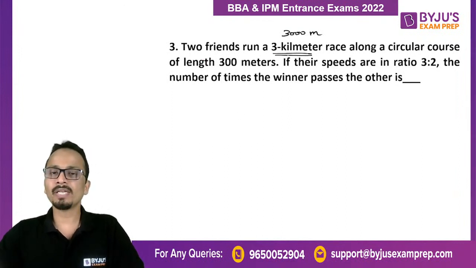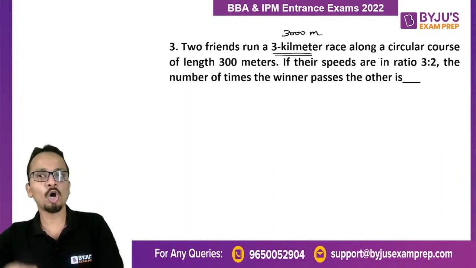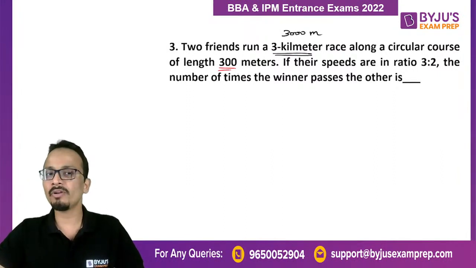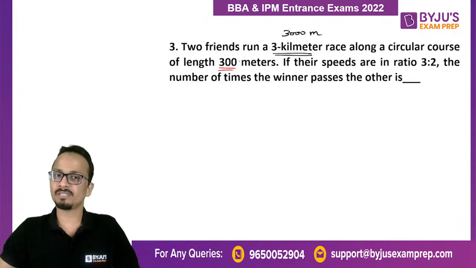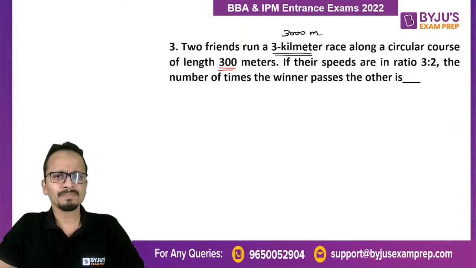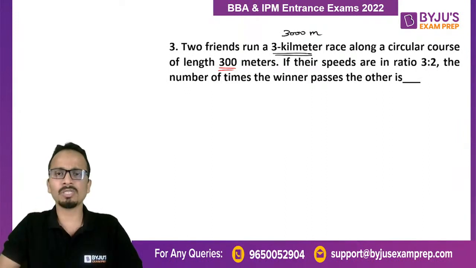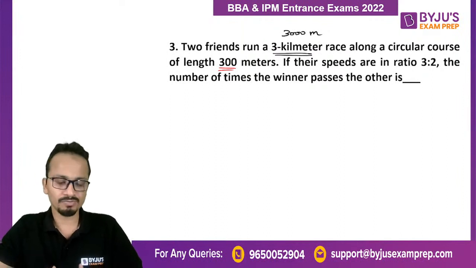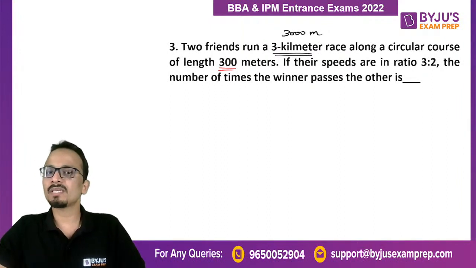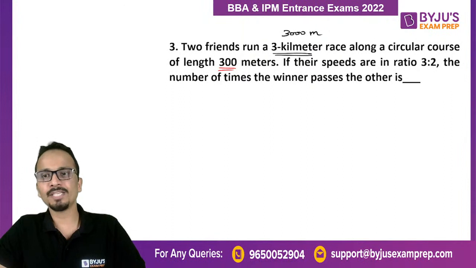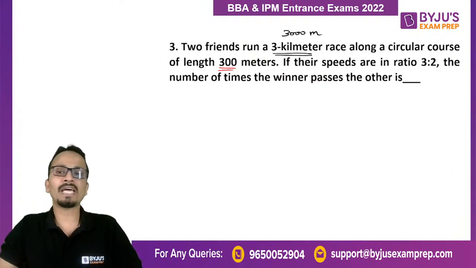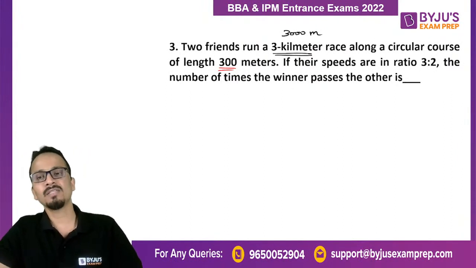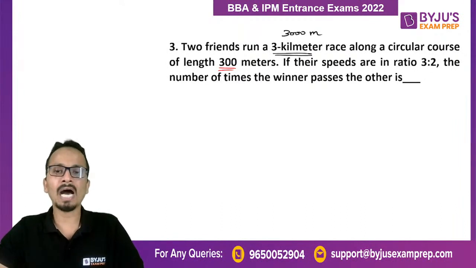So two friends run a 3000 meters race along a circular course, and the circular race track is of length 300 meters. The total race is of 3000 meters, so that means the race is of 10 laps. Now if the speeds of these two friends are in the ratio 3:2, then the number of times the winner will pass the other person will be how much?